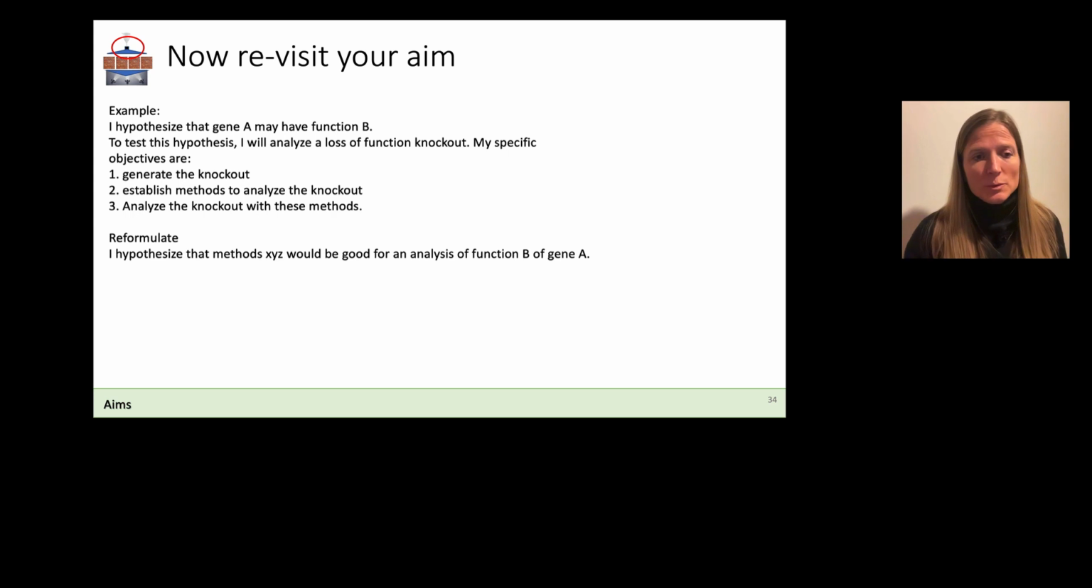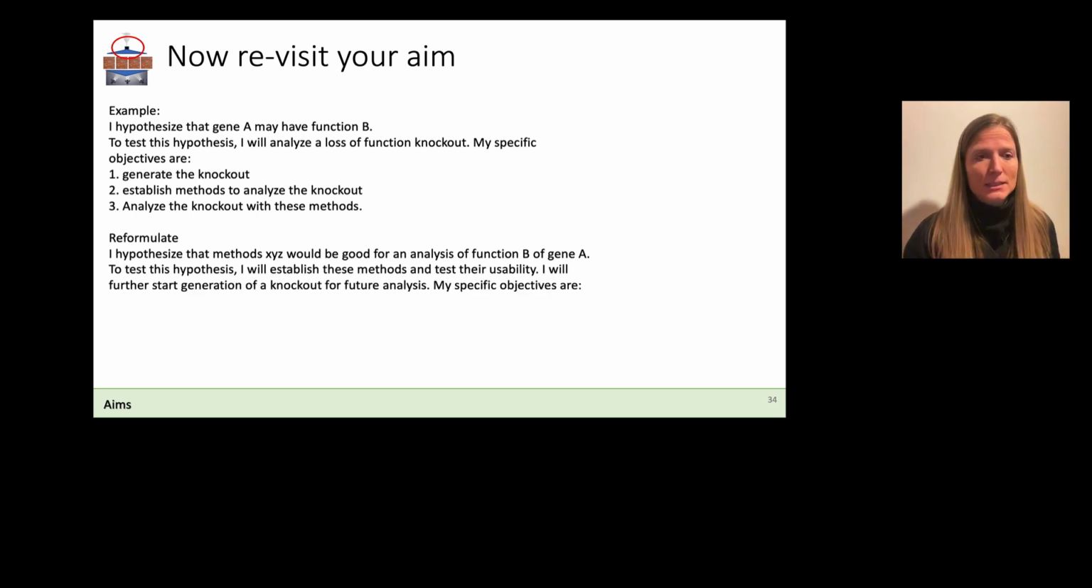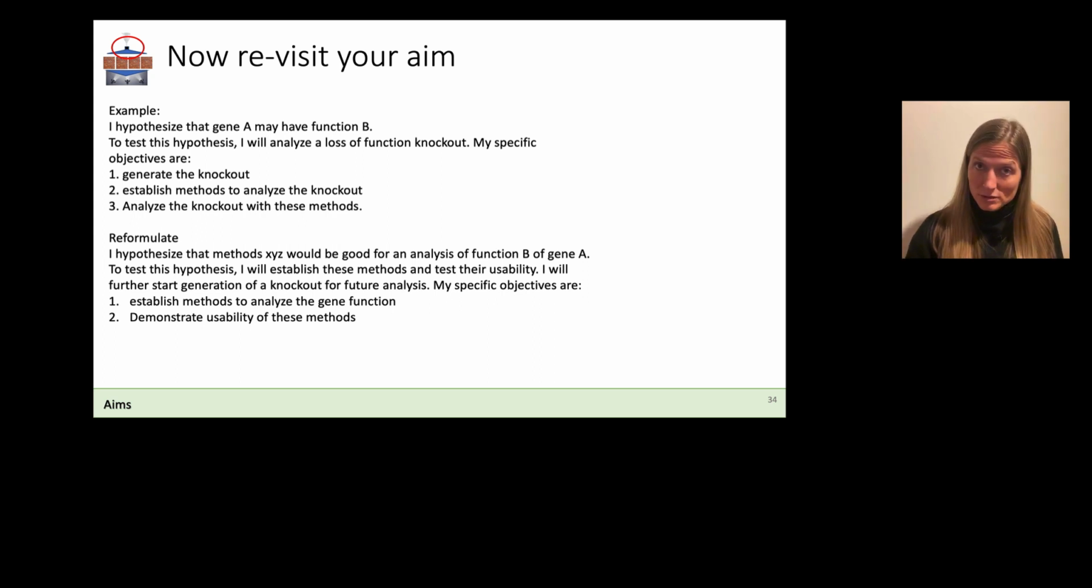So you reformulate. I hypothesized that methods X, Y, Z would be good for an analysis of function B of gene A. To test this hypothesis, I will establish these methods and test their usability. I will further start the generation of a knockout for the future analysis. My specific objectives are to establish the methods to analyze the gene function, demonstrate the usability of these methods, and start the knockout for future analysis.